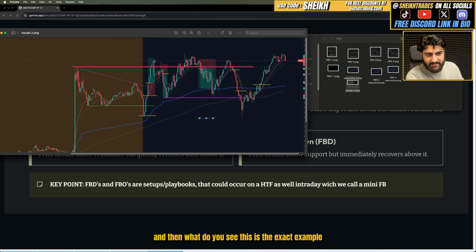And then what do you see? This is the exact example. And as I said, I'm not going to explain why I had a bearish bias that I wanted short, because you could see that there's a reason that I went short, but I'm just going to show you what I mean with an FBO. And this is an FBO. We fill these levels. We get slammed back down, 1 minute bar by bar. I take my trade. I get my trade.